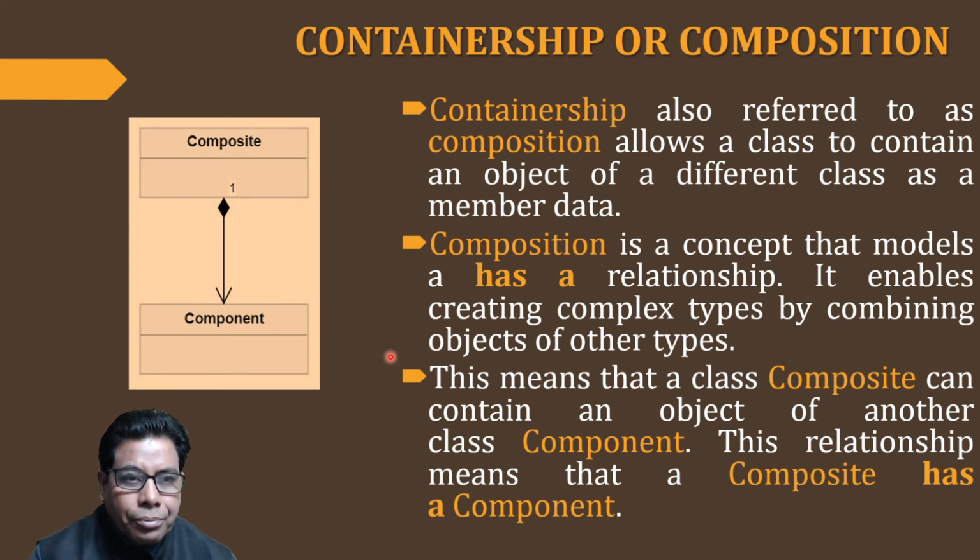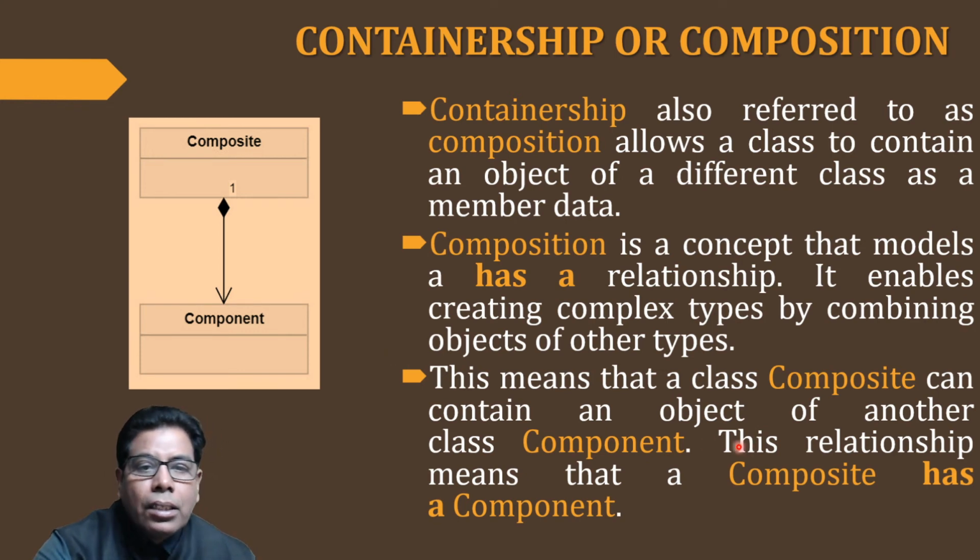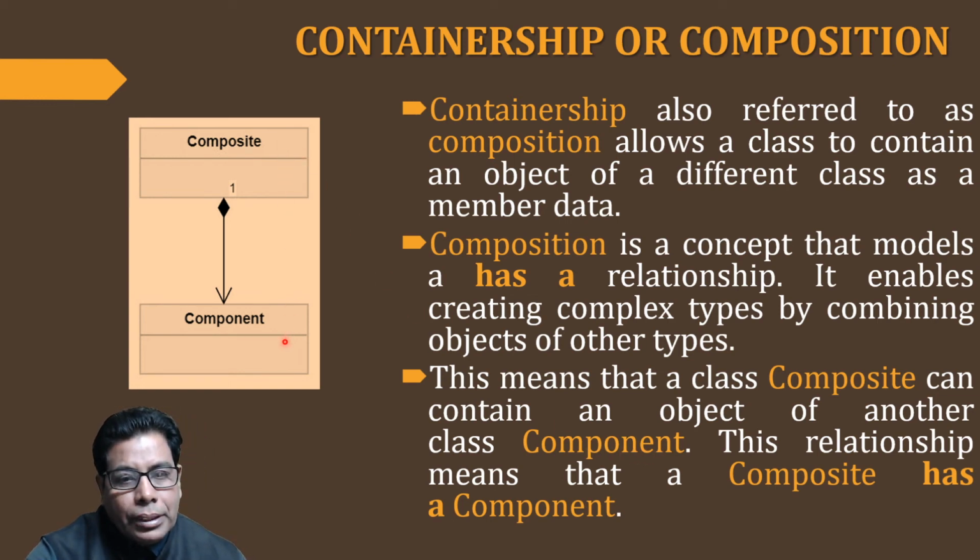That means it is for creating complex types by combining objects of other types. That means class composite can contain an object of another class component. So here we have two classes, composite and component, and this relationship is the has-a relationship. It is called the has-a relationship.